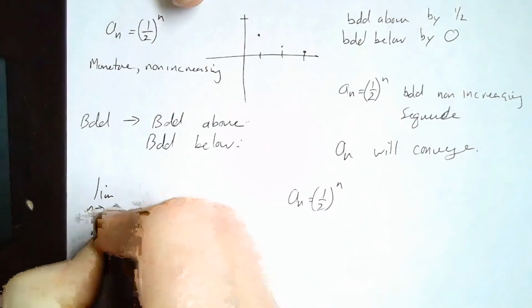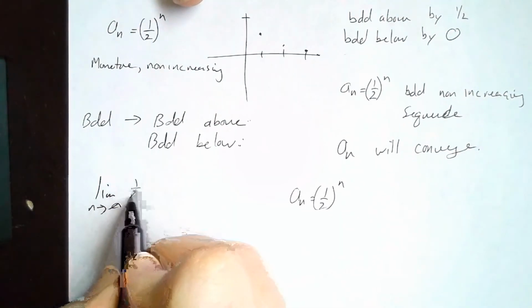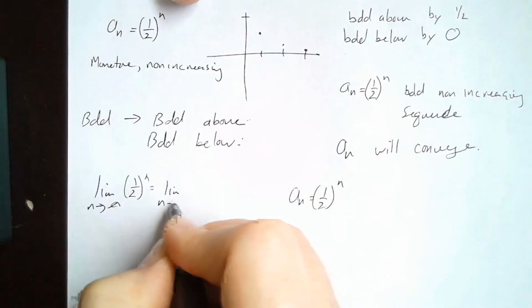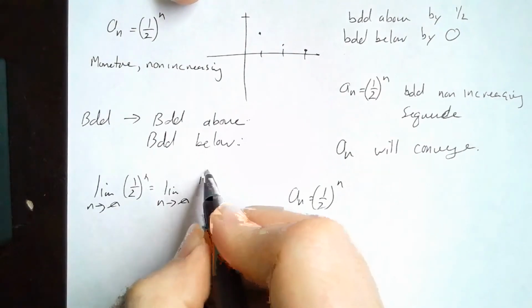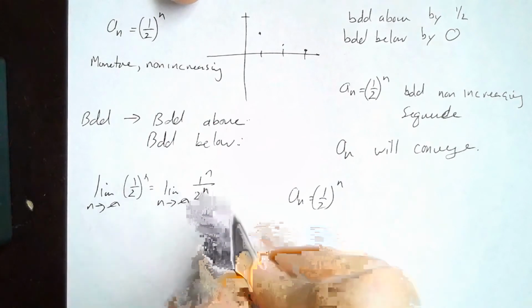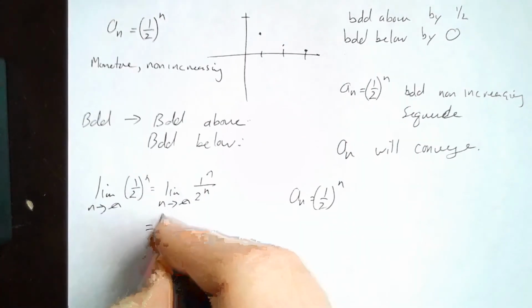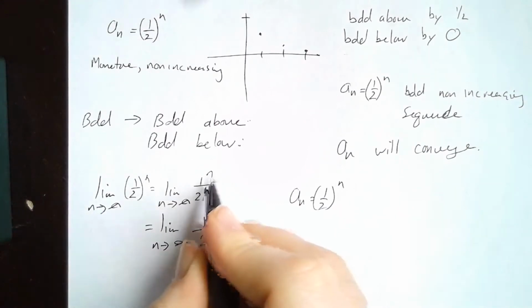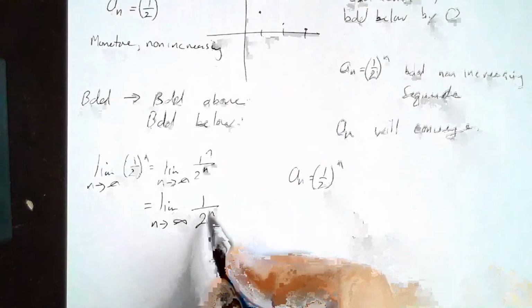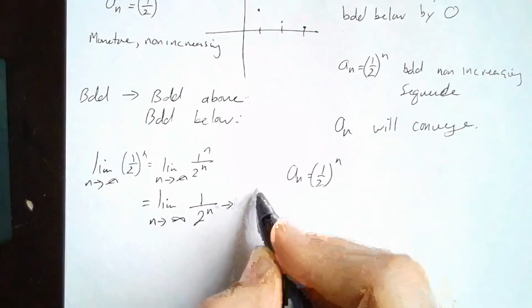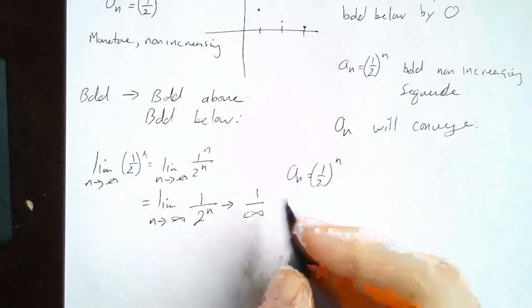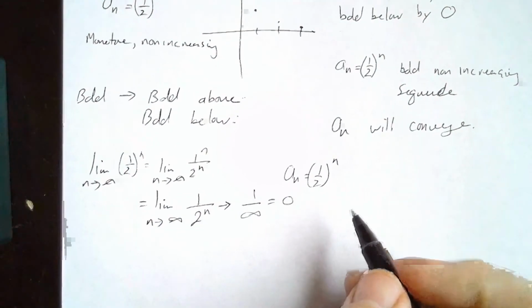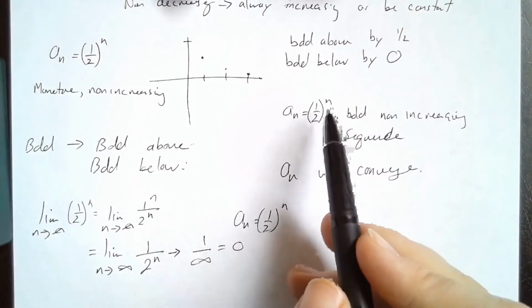The limit as n goes to infinity of 1/2 to the power of n, I can manipulate this to be the limit as n goes to infinity of 1 to the power of n divided by 2 to the power of n, because I can distribute powers over division. This is then equal to the limit as n goes to infinity of 1 divided by 2 to the n. Again, 1 to the power of any number will be 1. So 1 over 2 to the n will actually approach 1 over, well, 2 to the n goes to infinity as n gets larger, which means this is going to go to 0. So we don't need to use bounded monotone sequences to determine that this particular geometric sequence will converge. It's very clear that this converges to 0.